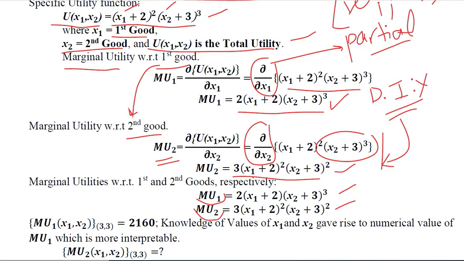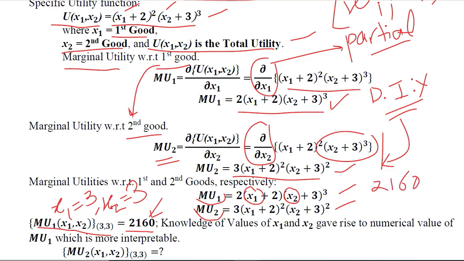Now these answers are still in non-numeric form. We can try to find out their numerical answers to make more sense. For instance, mu1 can be figured out at x1 equal to 3 and x2 equal to 3. So this can be done, and the value of the answer would be 2160. You can easily do it by substituting 3 here as well as 3 here. You can again pause the video and see if the answer is correct.